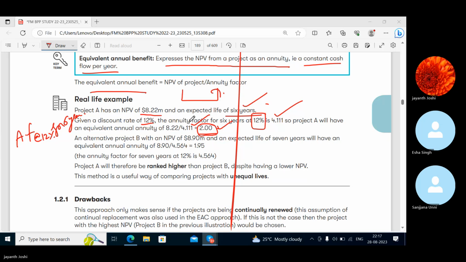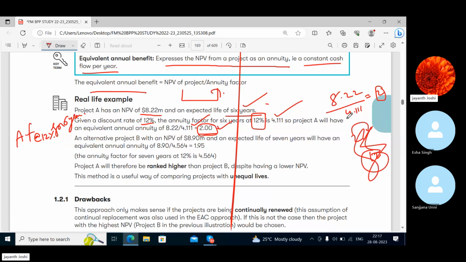What I'm saying is 8.22 is the NPV, divided by 4.111. So your annual cash flow is how much? 2, right? But what you will be thinking is, if it's 2, then for 6 years it should be 12, right? Not the case. Your cash of 2 is at the beginning. At the end of the year it's going to be different.